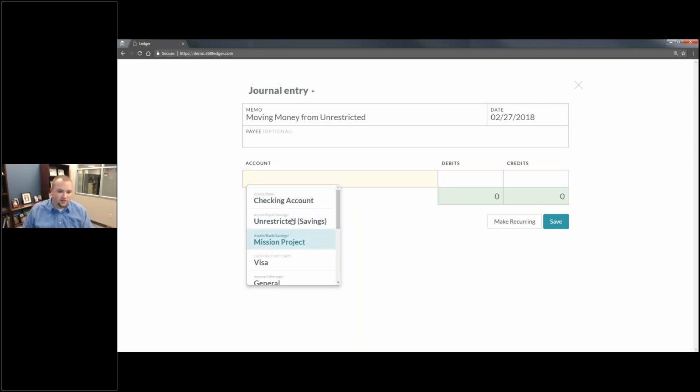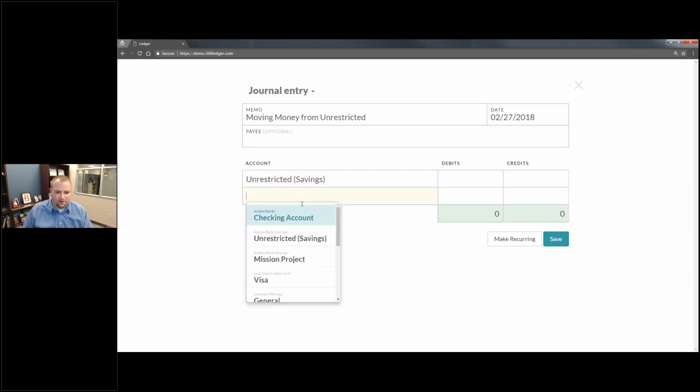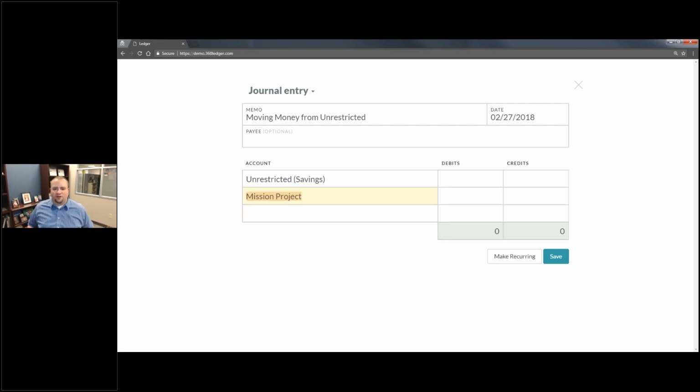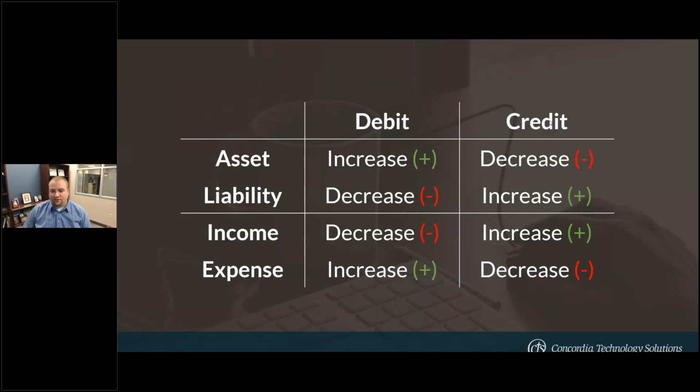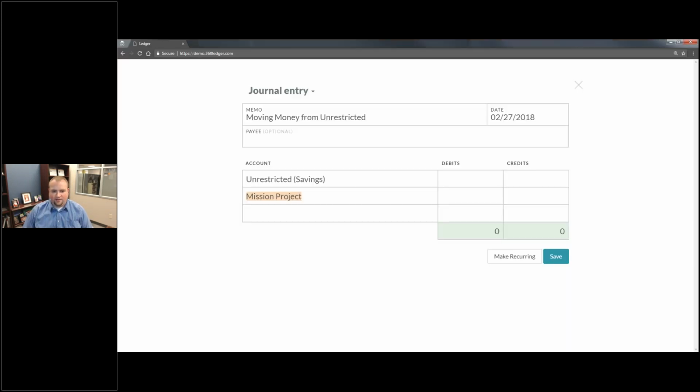All right, so here are our two things. Our unrestricted is savings. Within savings, our restricted is mission projects. So we are going to transfer, let's say $250 from unrestricted into mission project. So we need to decrease this, and this is the asset. Both of these are assets. So we will decrease by crediting and increase by debiting. So we'll jump back here, and we are going to decrease the unrestricted, and we're going to increase the restricted.